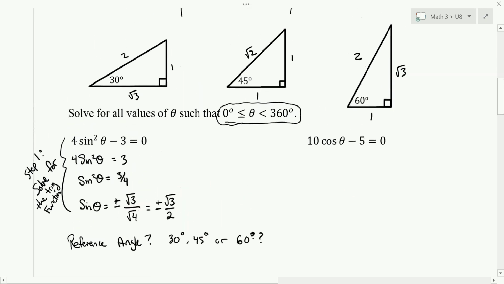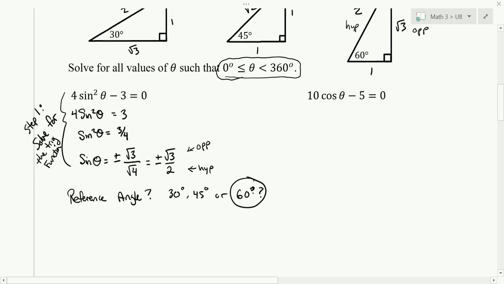And you guys have done stuff like this where you're trying to figure out, okay, SOHCAHTOA, sine is opposite over hypotenuse, right? Can you tell which one we're working with here? 60, right? Because if you look at sine of 60, root 3 would be the opposite, hypotenuse would be 2, and you get root 3 over 2. Now, it's plus or minus, so that's something else. But we know our reference angle is 60 degrees.